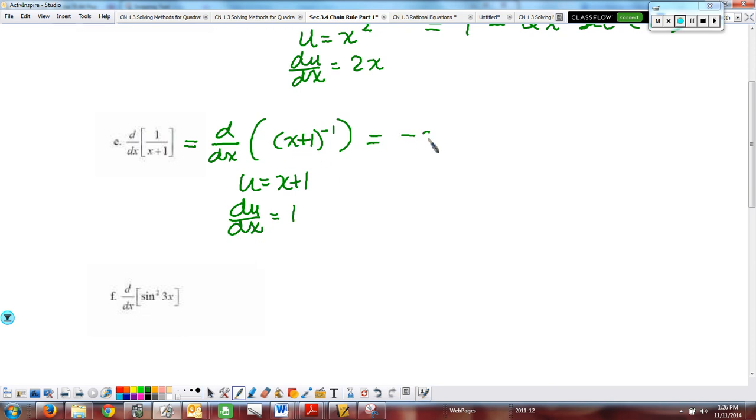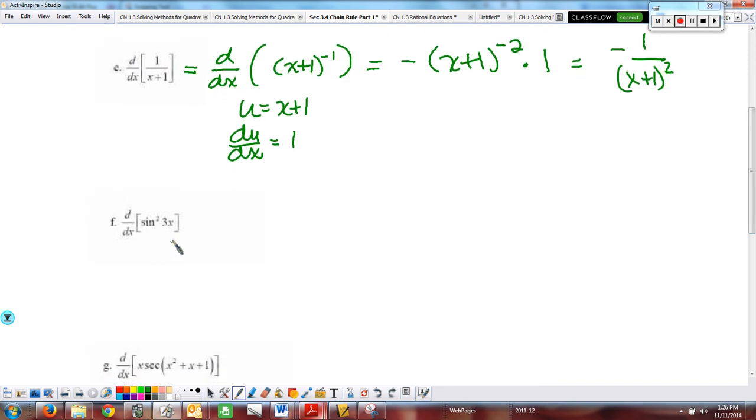u to the negative 1 would be negative u to the negative 2. I forgot I was not writing the u's in there. So u happens to be x plus 1, to the negative 2, times the derivative of the inside, and notice I got my negative 1 over (x plus 1) squared. Now I don't care if you use quotient rule here or if you use chain rule. Either one is going to be perfectly fine. All right, let's do one more down here.